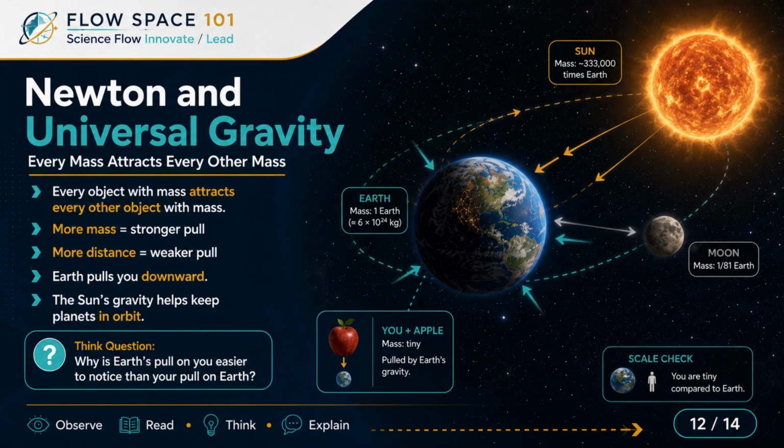The strength of gravity depends mainly on mass and distance. More mass creates a stronger gravitational attraction. Greater distance creates a weaker gravitational attraction. The Sun has an enormous mass, so its gravity helps keep the planets in orbit. Earth's gravity keeps the Moon in orbit and pulls objects toward the ground. Gravity truly acts throughout the universe.